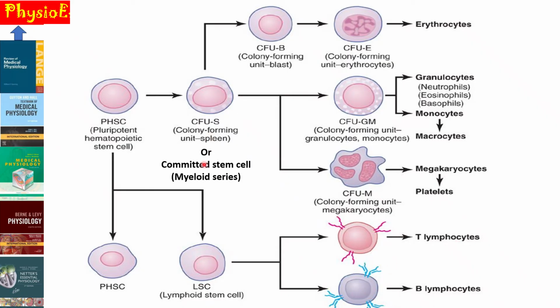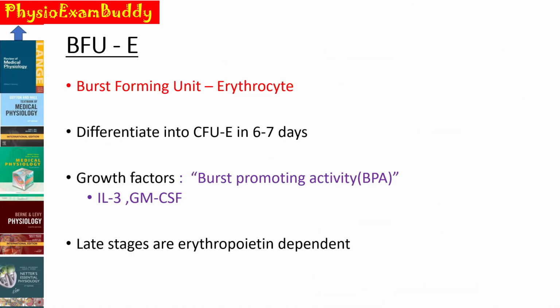But now we want only the committed stem cell myeloid series, which gives rise to the burst forming unit erythrocyte and next the colony forming unit erythrocyte, and from this the erythrocyte arises. Whereas this part is mainly leukopoiesis as well as thrombopoiesis. So in this video we will concentrate mainly on this portion, that is erythropoiesis.